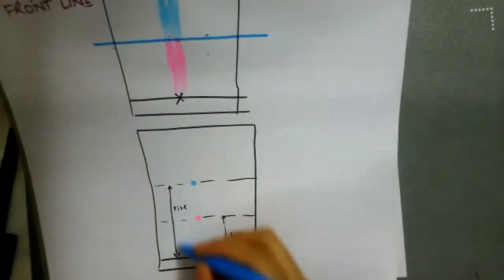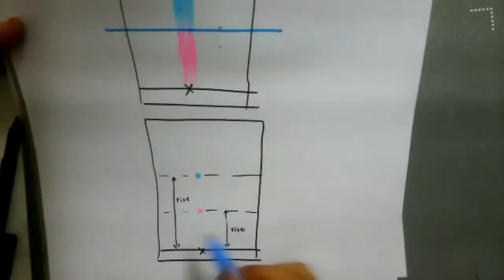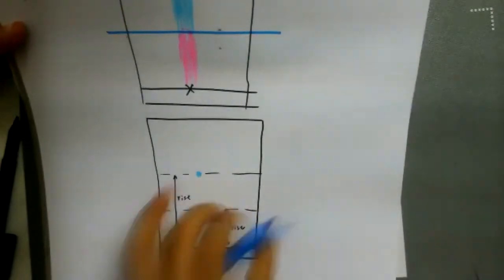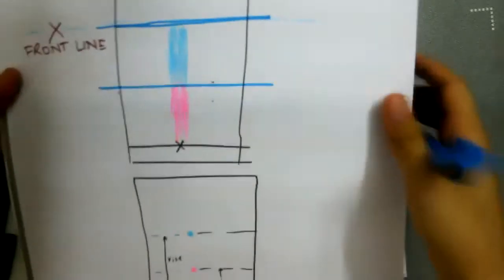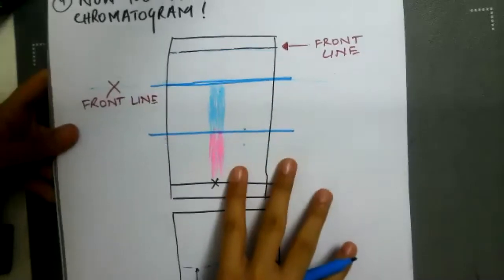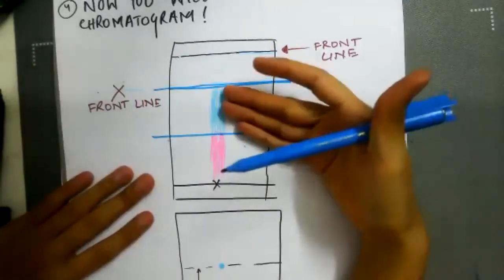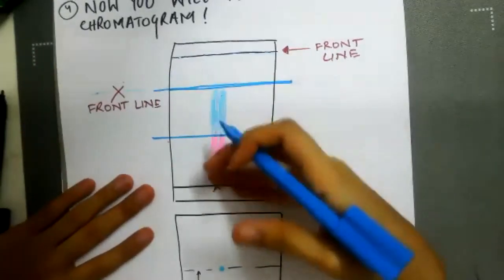So the rise is the height to which that color rose. And I don't know if you get this properly, but in the laboratory experiment, you're going to see the color as smears, because it's actually running up.